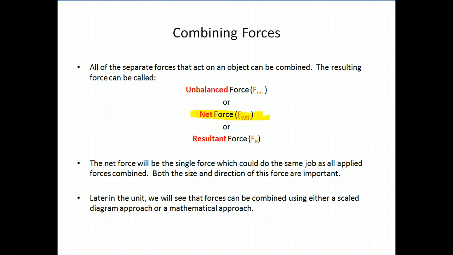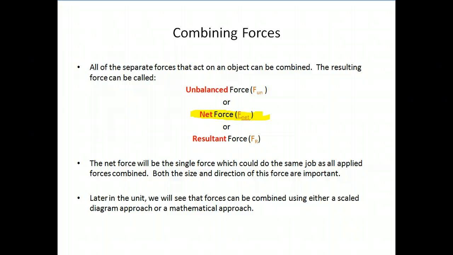Okay, so the net force would be the single force which could do the same job as all the applied forces combined. So in the next couple of questions, we're going to look at all these different forces acting on an object, and then bring it down to only one force. So instead of there being 3 or 4 different forces which act on an object, how could we combine them into one force that could act?